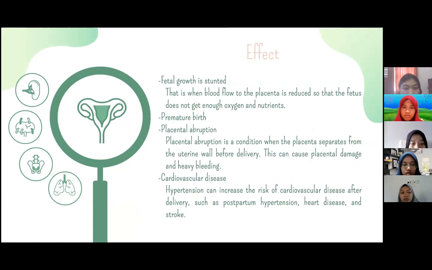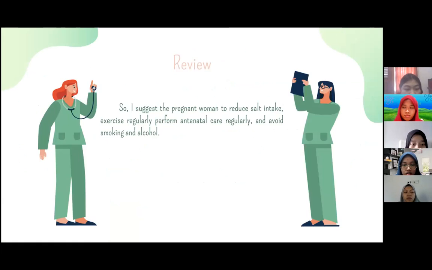In addition, uncontrolled hypertension in pregnancy can also cause damage to the body organs, such as the brain, heart, lungs, kidneys, and liver. So, I suggest the pregnant woman to reduce the salt intake, exercise regularly, perform antenatal care regularly, and avoid smoking and alcohol. Hopefully, it can prevent hypertension during pregnancy and allow the mother to relax more.